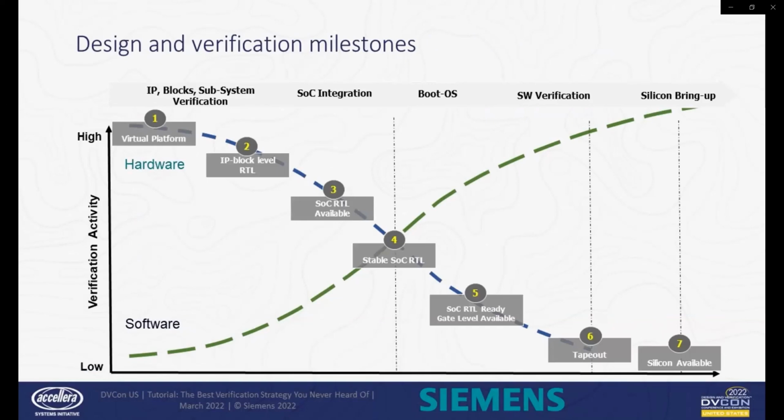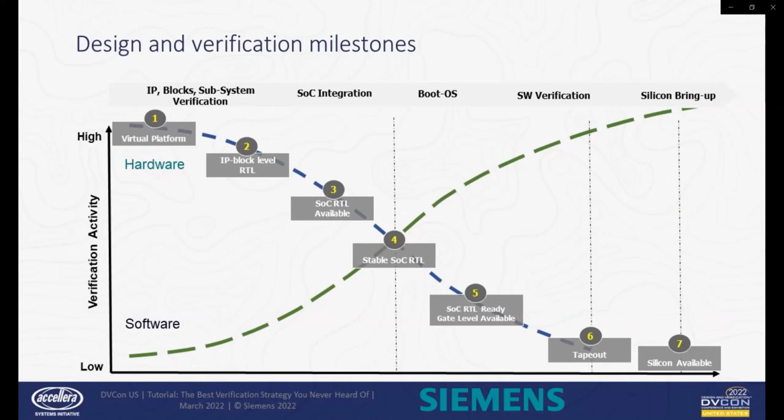A lot of different semiconductor companies have very defined steps. The first is virtual platform. The second is IP block level RTL. Third is the SoC RTL becoming available. Number 4, SoC RTL is completely stable. Number 5, the RTL has been completely debugged. At this point, we have moved to gate level, and now you have a gate level netlist available for the full SoC. From here, you start backend implementation, and you have tape out, and then the chip is back where silicon is available.